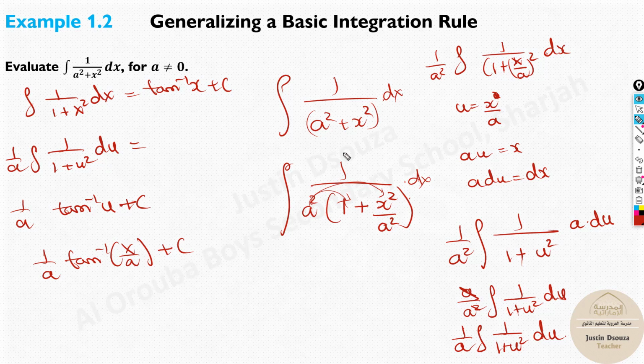Now here we have simplified this: the constant 1 by a square integral 1 by 1 plus x by a the whole square. Now this somewhat looks like this formula here. We can use the tan inverse formula. But before that, we have x by a, right? We can't take two terms. We can't have a constant. We need to substitute this as u or any constant. I can even take this as n. It's fine. But generally we take it as the u substitution method.